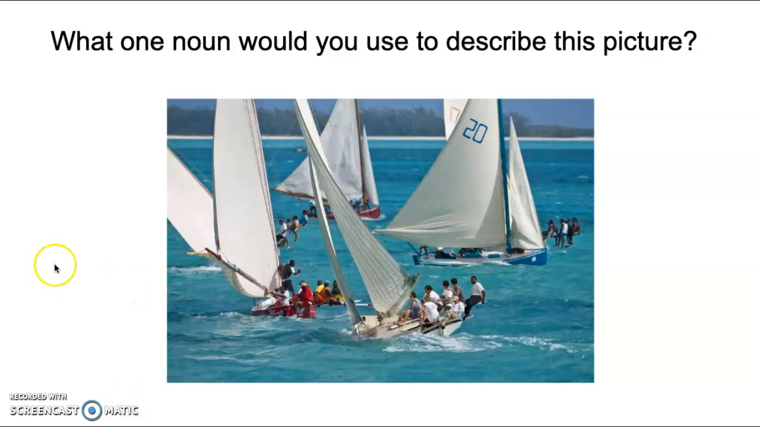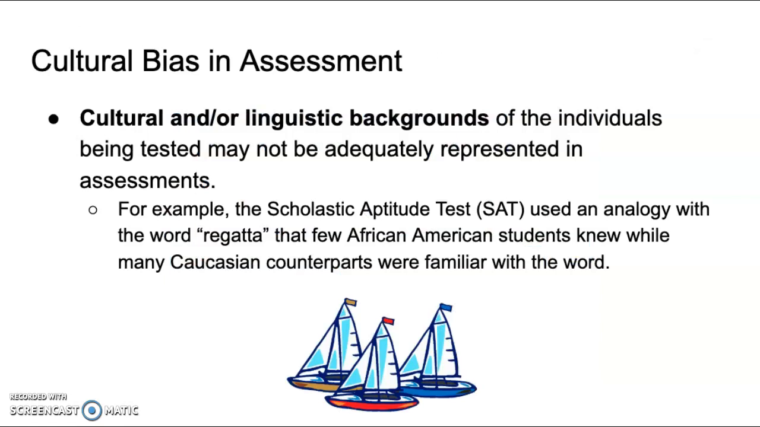Now, this is an actual assessment item that was administered on the Scholastic Aptitude Test, the SAT, and the correct answer was actually an analogy that used the word regatta. Regatta is a term that few African American students knew, while many more Caucasian counterparts were familiar with the word. And this leads into what we're talking about, which is cultural bias in assessment.